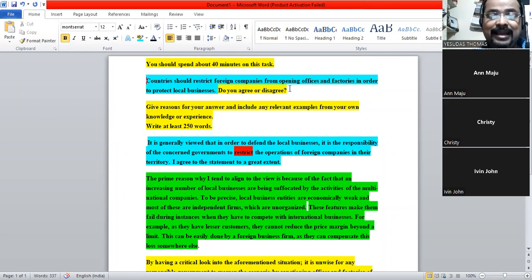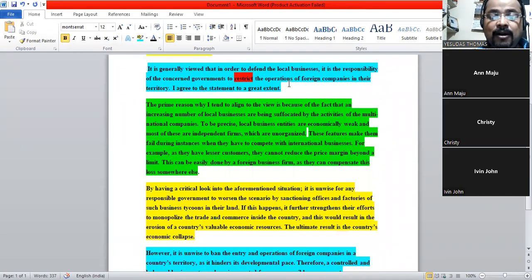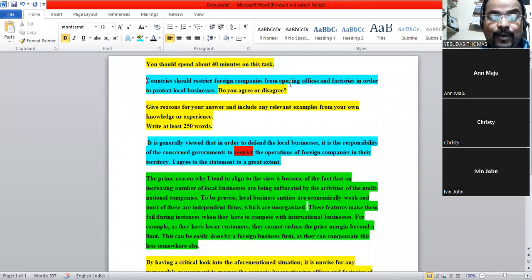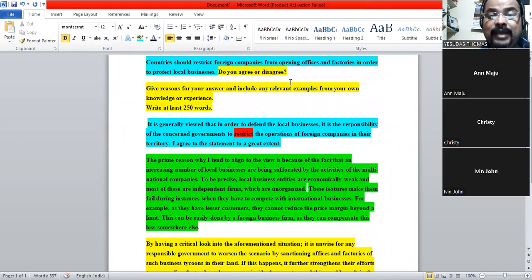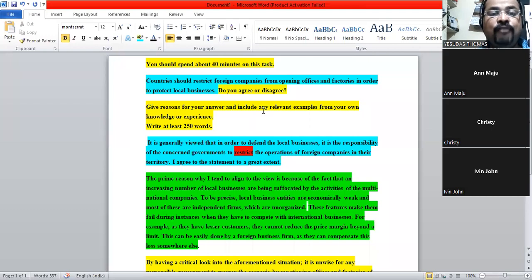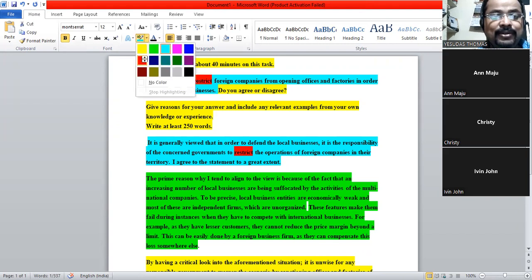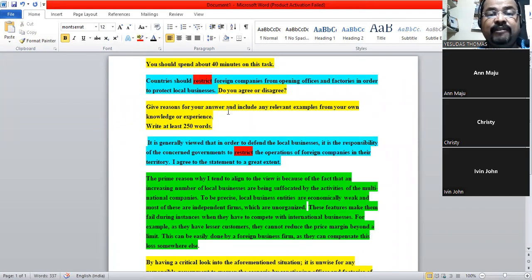So as the question is clear, we have to see the pattern of the presentation. Because this is an opinion question, we have to go with a clear opinion in the introduction. So we should go with the focus word in the statement part of the question. And this is the focus word. I am highlighting it in red. Countries should restrict foreign companies. And the question goes specifically to this particular word. So we need to focus on this particular word in the whole essay. Or if you are not focusing on this particular word, your task response may go wrong.